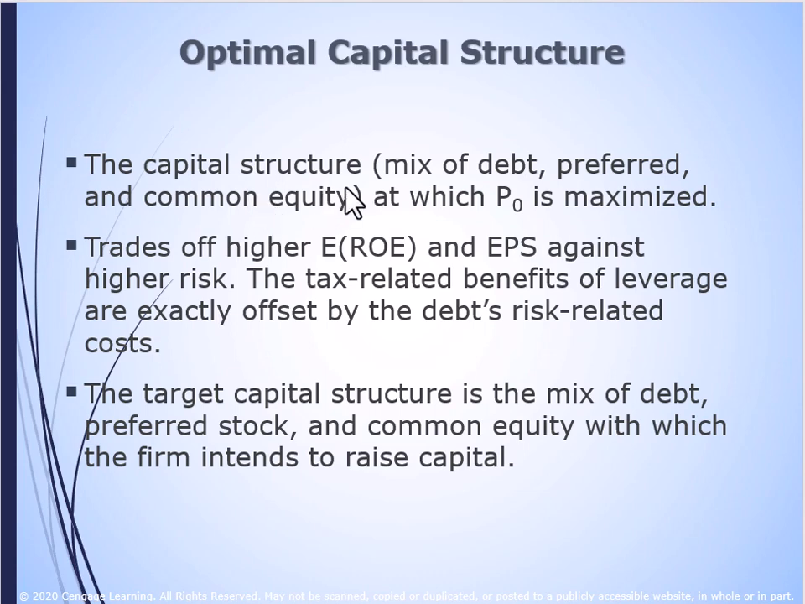The capital structure, right? That's the mix of debt and equity. How do we finance the company at a point where the stock price is maximized? This trades off higher expected earnings, return on equity, higher profits, and earnings per share against higher risk. So the tax-related benefits are offset here by the debt's risk-related costs.